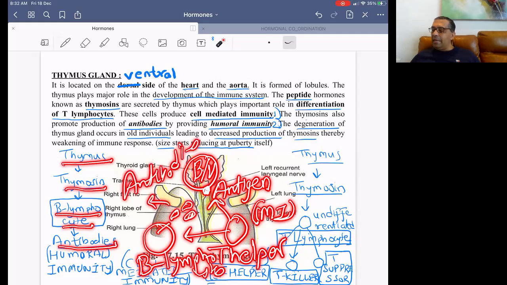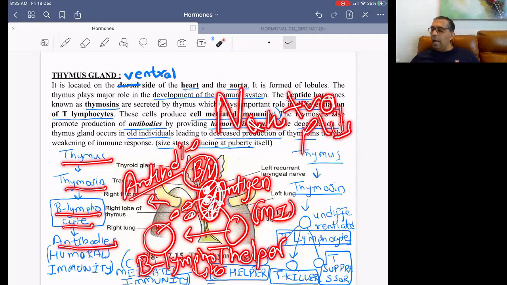Antibodies are produced, and antibodies go and attack the antigen to form an antigen-antibody complex. Once the antigen-antibody complex is formed, another WBC called neutrophil, and monocytes, will come and attack the antigen-antibody complex and try to destroy it.